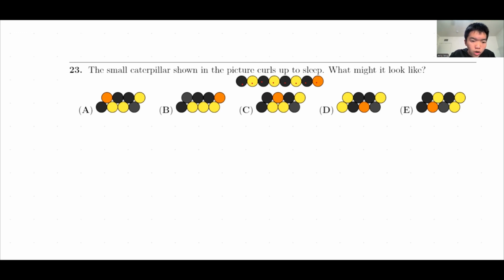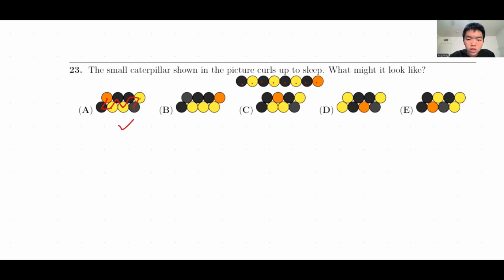So option A, we go orange, black, yellow, black, yellow, black, yellow, black. If I draw that out for you, it looks something like that. So this is actually a viable option. So A is a possibility. Next up, we got B.